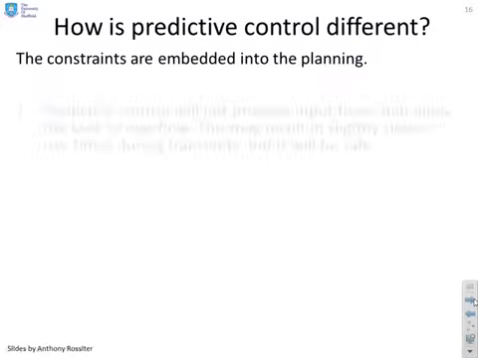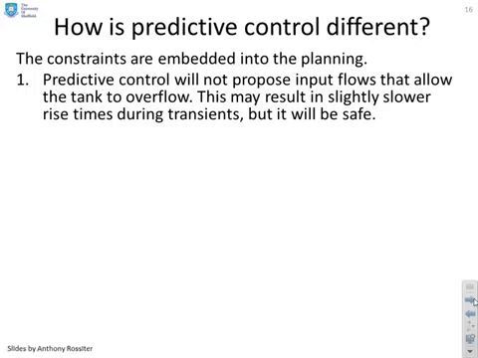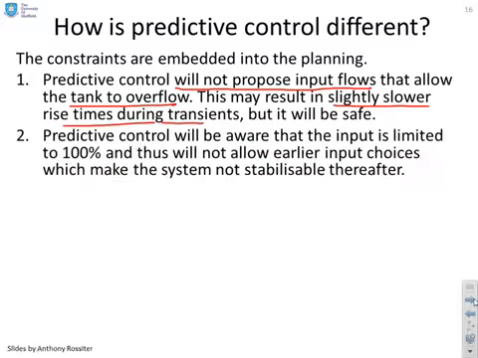So how's predictive control different? Well, the constraints are embedded into the planning. Predictive control will not propose input trajectories that allow a tank to overflow. Okay? And this may result in slightly slower rise times during transients, but at least it will be safe. And predictive control will be aware that inputs are limited to 100%, and thus it will not allow, and here's a key thing, it will not allow you to make earlier decisions which require you to go beyond 100% later.